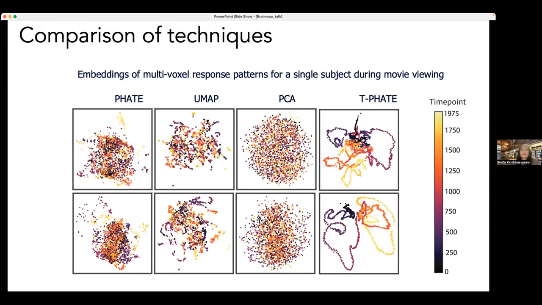And these were used on fMRI data of single subjects watching movies. You see that if you embed the brain activity and what happens to it over time, from time 0 all the way up to, this time, nearly 2000, then using almost any other technique, you get this inchoate blob. Whereas in T-PHATE, you see that the brain activity follows a continuous trajectory as the movie evolves and the scenes of the movie change. You can get clear segmentation based on how this trajectory proceeds. For example, here you can tell this movie has two very different looking halves.